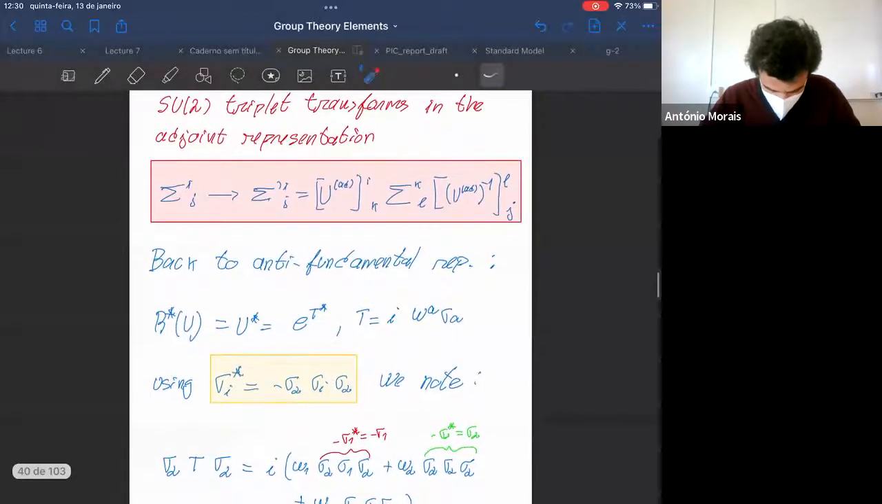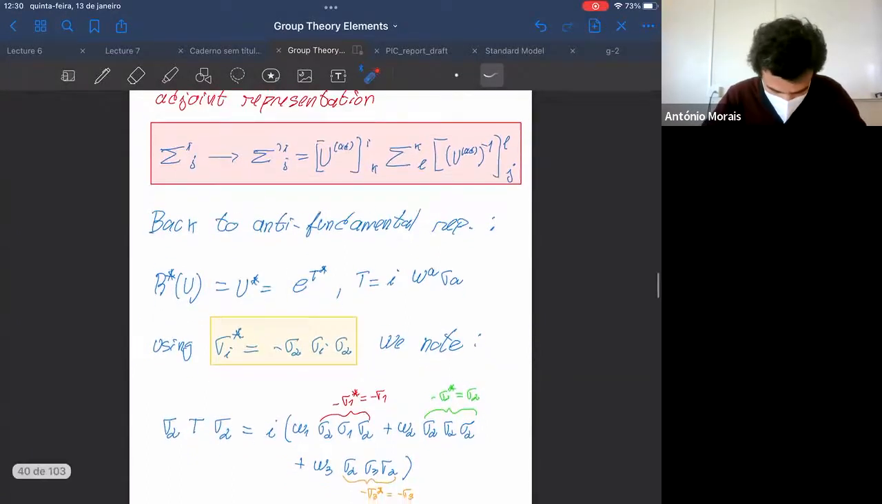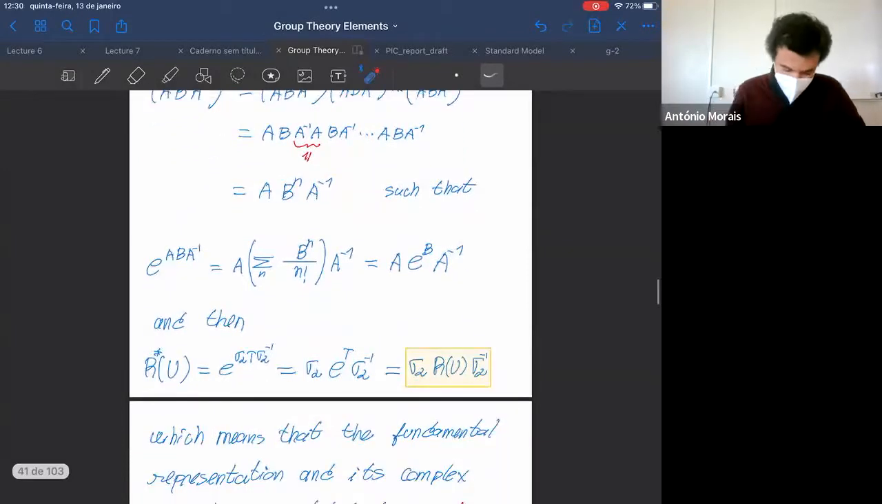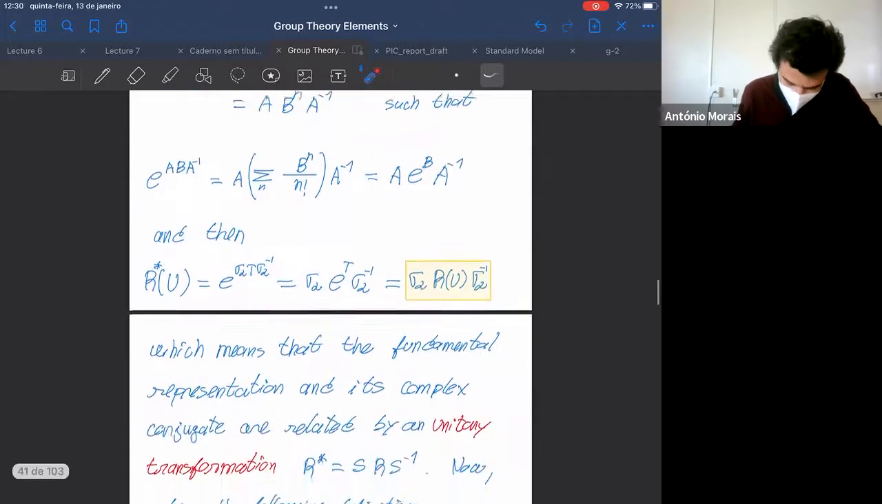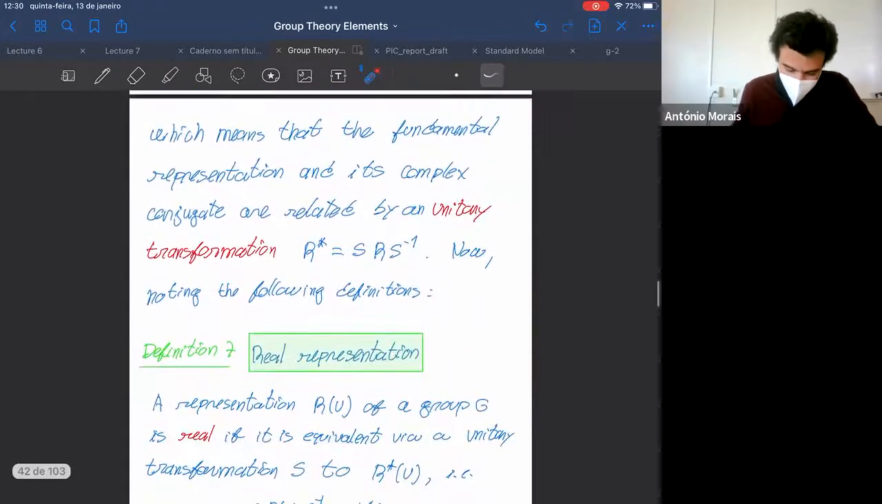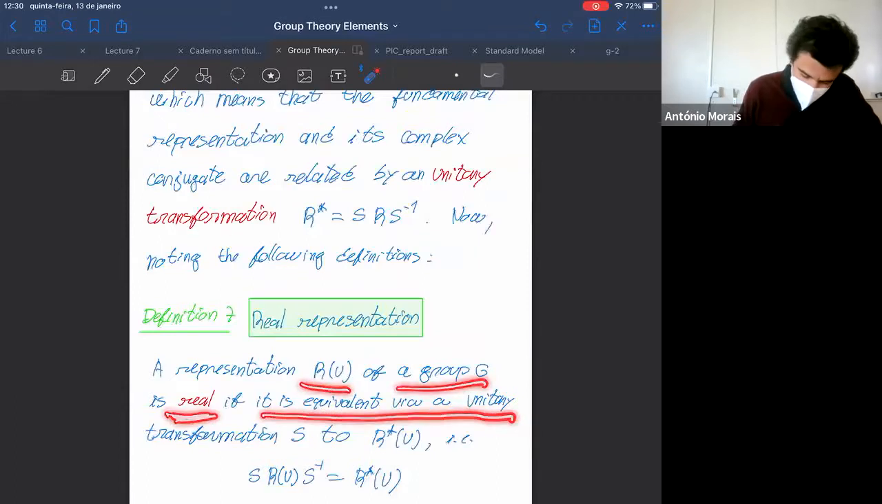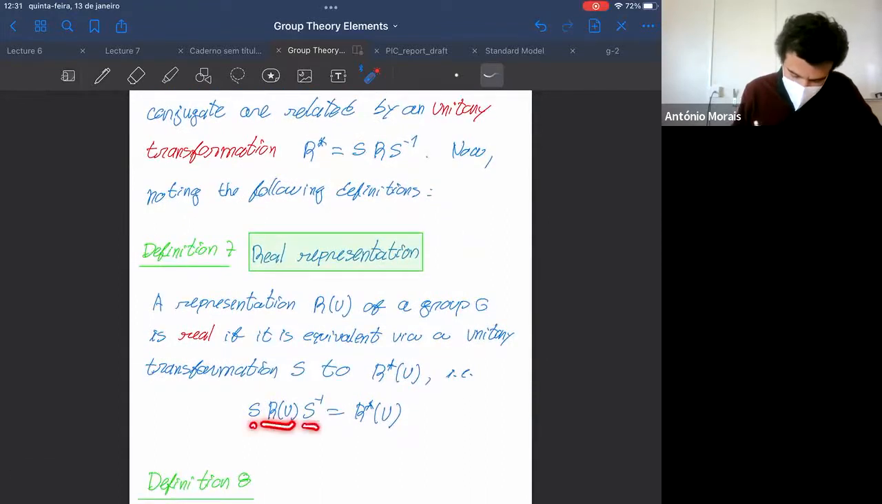I'm not going to repeat all these details, but take R as the conjugated, the anti-fundamental representation. These are R star. Here it is shown in detail that the conjugated one is related to the fundamental one by this type of transformation. And there is a definition of a real representation. The representation RU of a group G is real if it is equivalent via a unitary transformation S to the star one, with S R S minus 1 equal to this. This is the definition of a real representation.